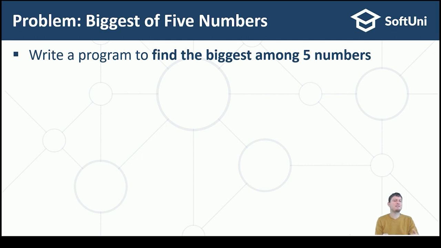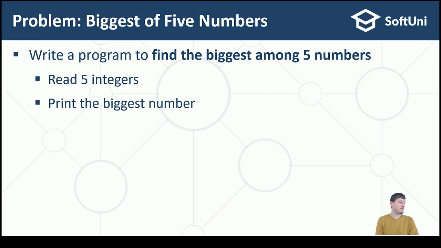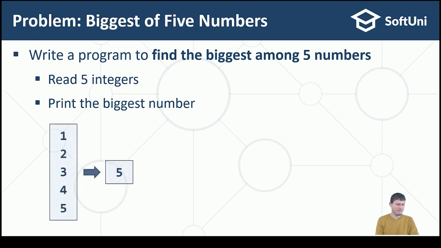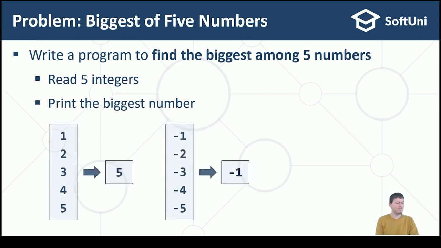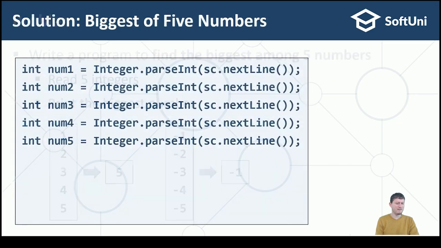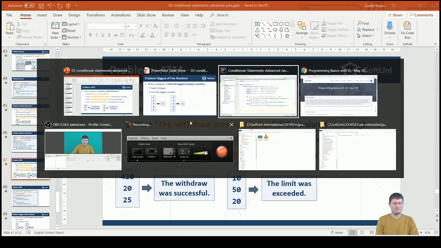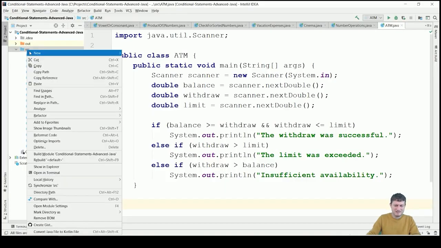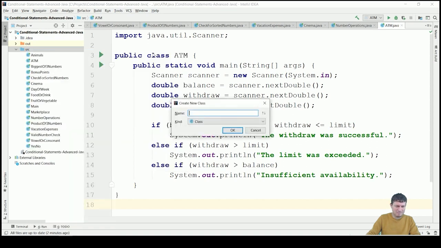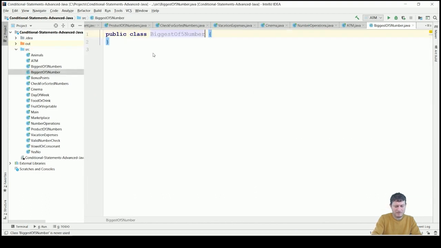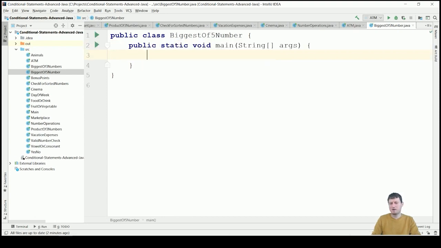It's about writing a program to find the biggest among 5 numbers. We have 5 numbers, 5 integers, and print the biggest of them. Here it's 5, here it's -1. Okay, so let's solve this problem. It's called biggest of 5 numbers. We go here, we increase the font with Control and the mouse wheel.